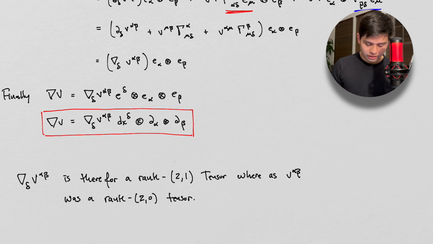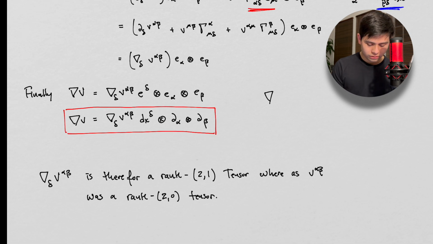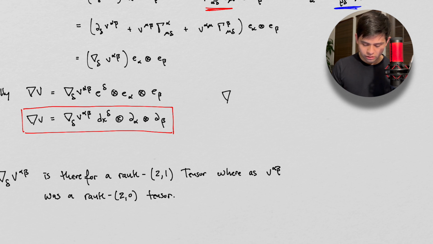So we can think of this now as, okay, this object here. The first thing we need to do is say, okay, this thing here is a rank 2, 0 tensor.